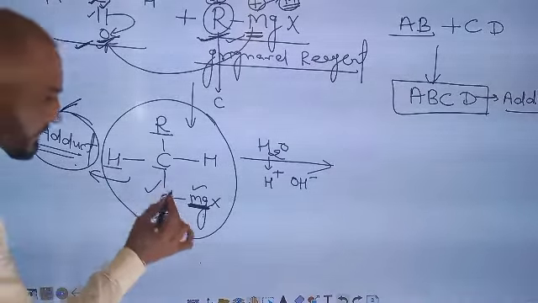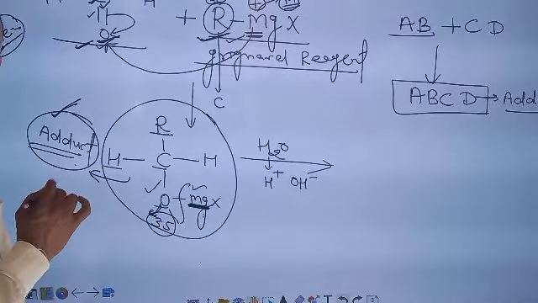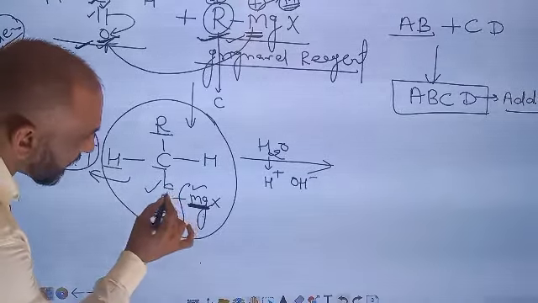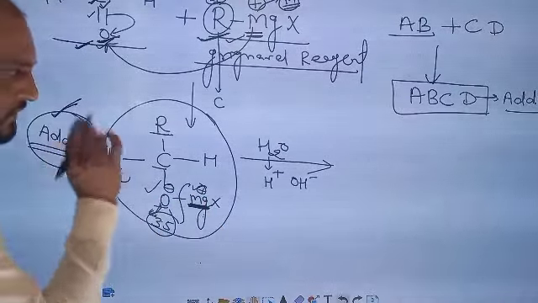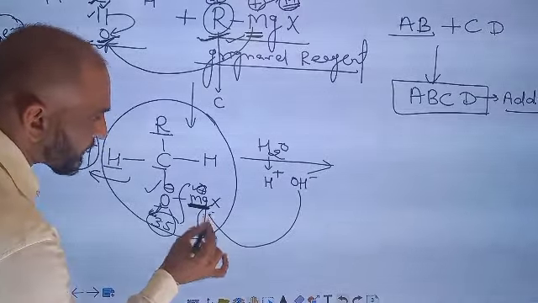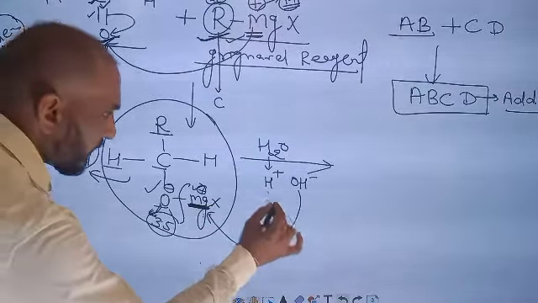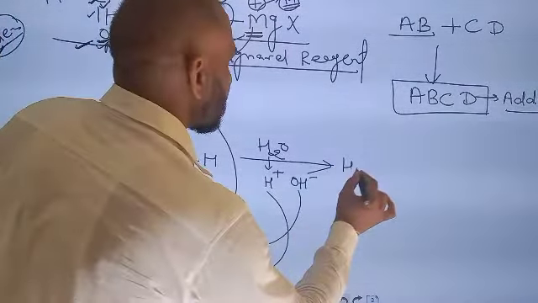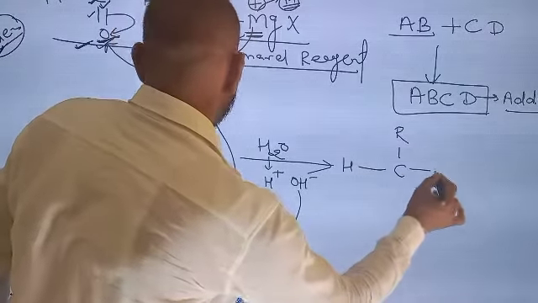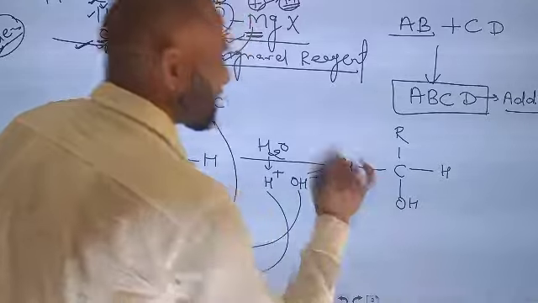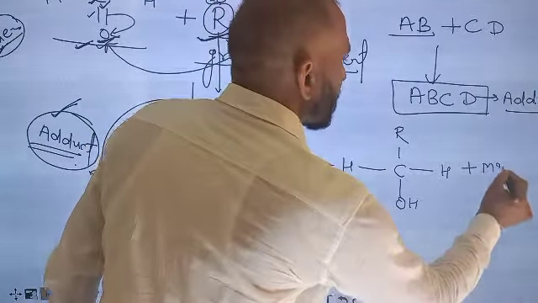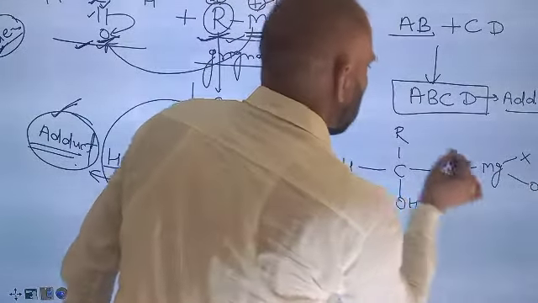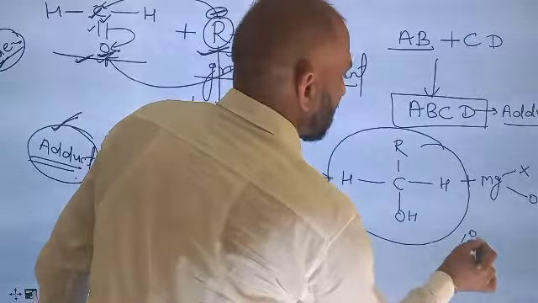So this adduct breaks down from between oxygen and Mg. Then oxygen has a negative charge and Mg has a positive charge. Now hydroxide attaches to the Mg and hydrogen attaches to the oxygen. So the product is RCH2OH, and the byproduct is Mg(X)OH. It's a primary alcohol.